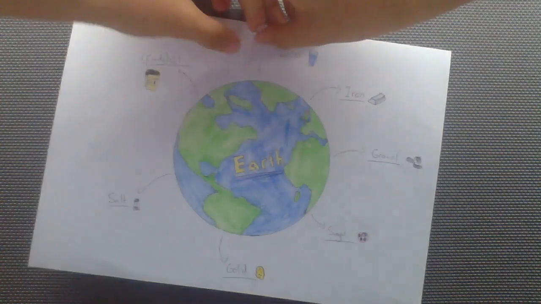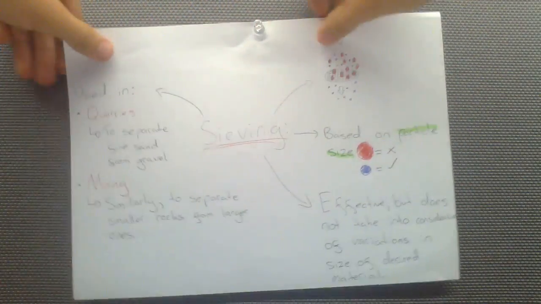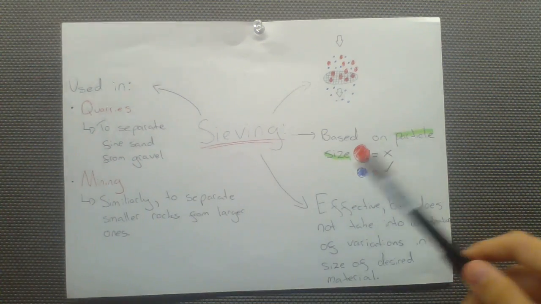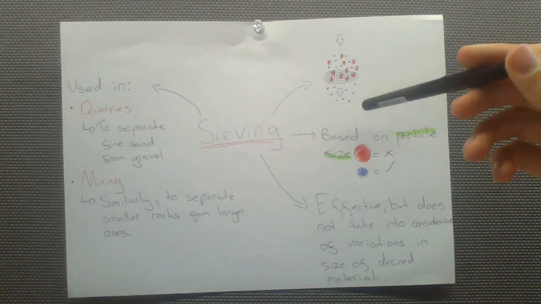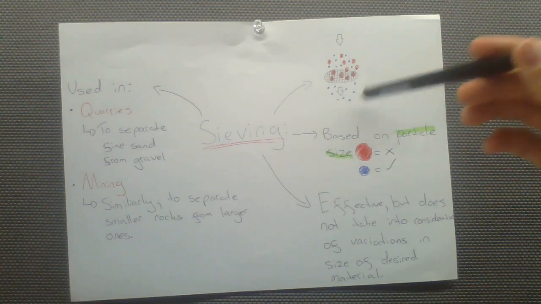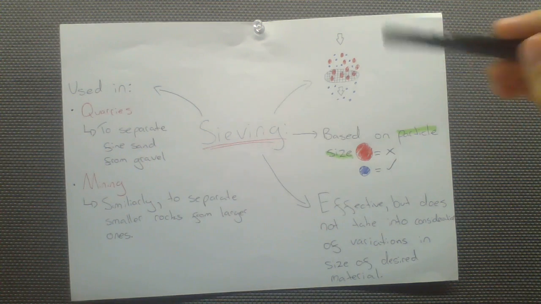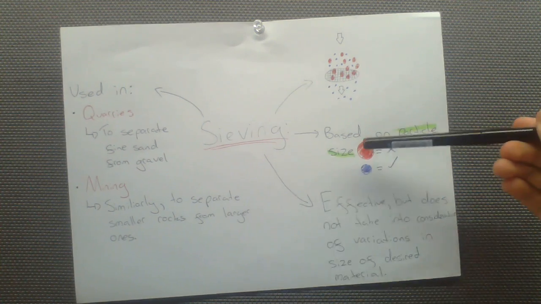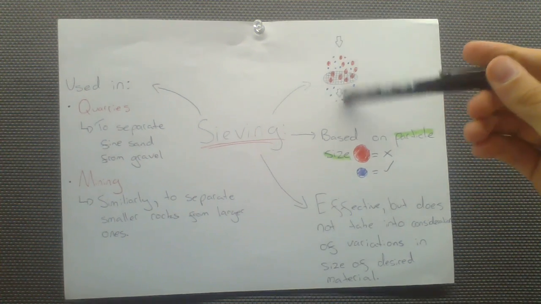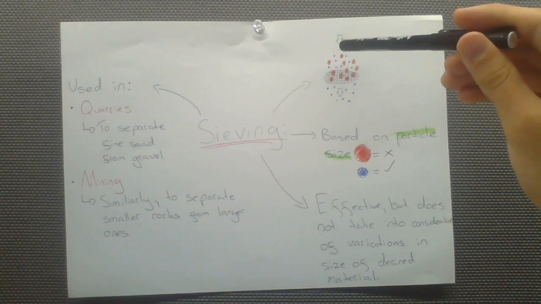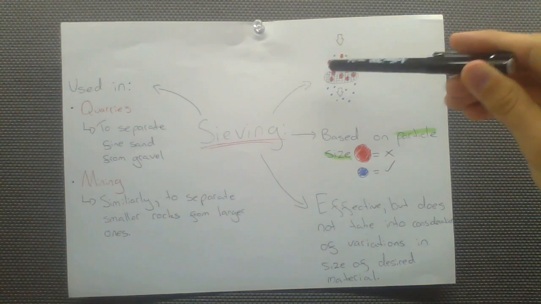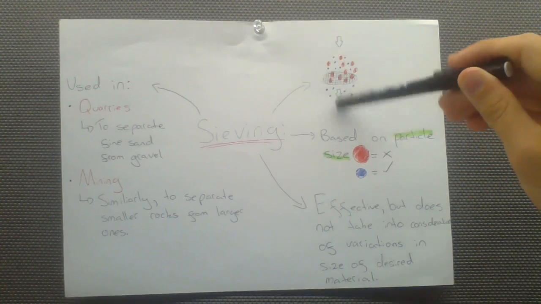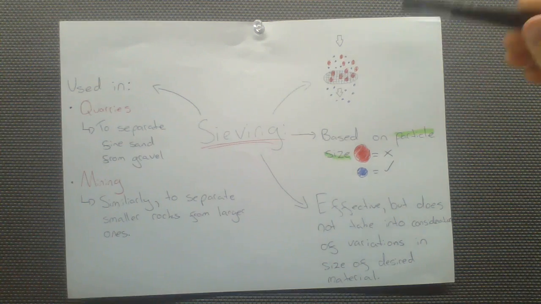Okay, our first one is called sieving. Now this works identically to sieving in the kitchen. It's based on particle size, and you get a sieve, which is your netted structure, and you put your material on top of it. Let's say we're getting gravel and sand. So we tip it on, and we want to get the gravel. The gravel is larger than the sand, so it's going to stop on top of it and let the sand fall through. Then we just collect that and we're all good.